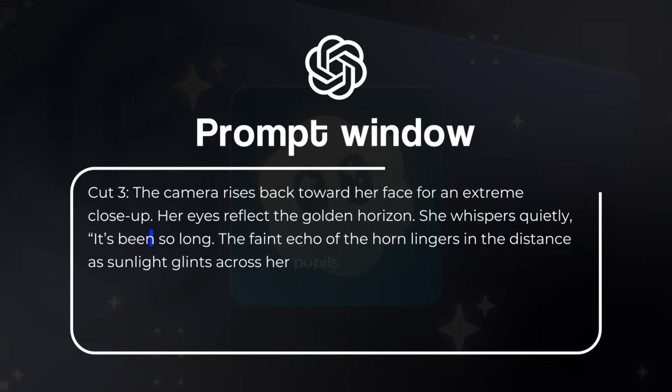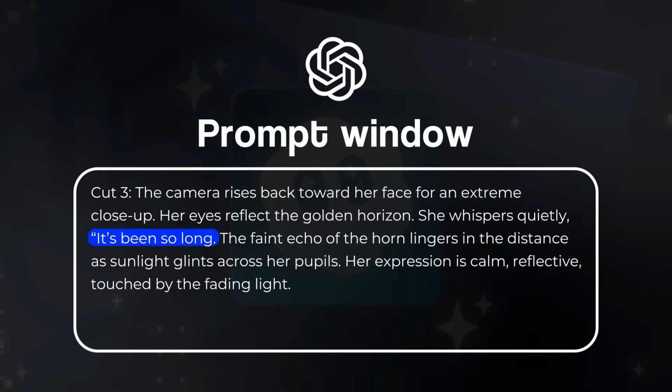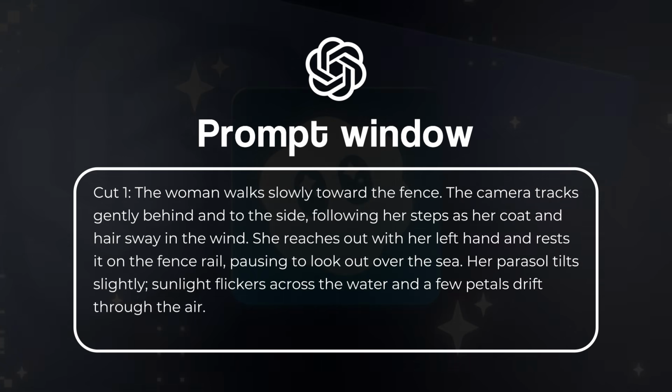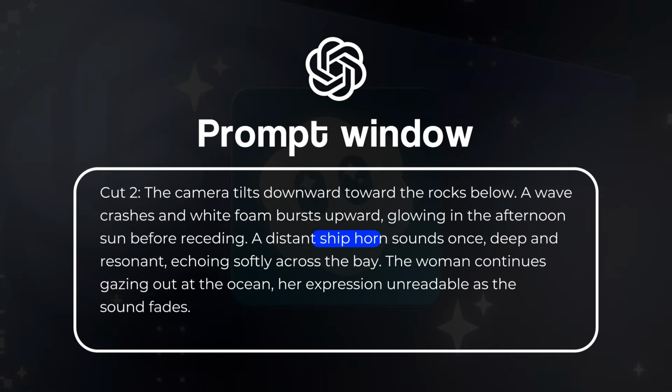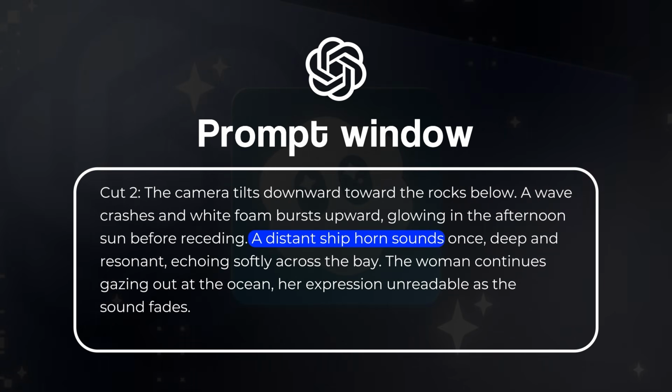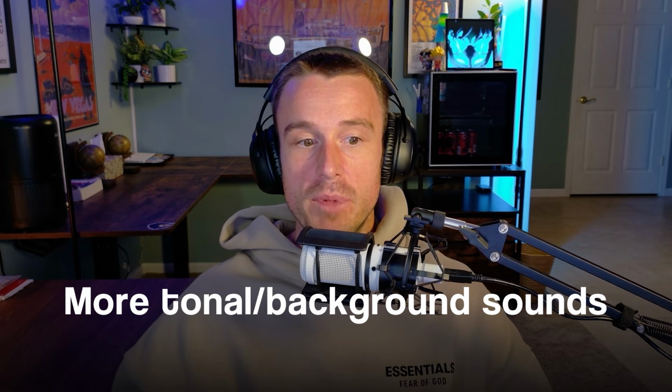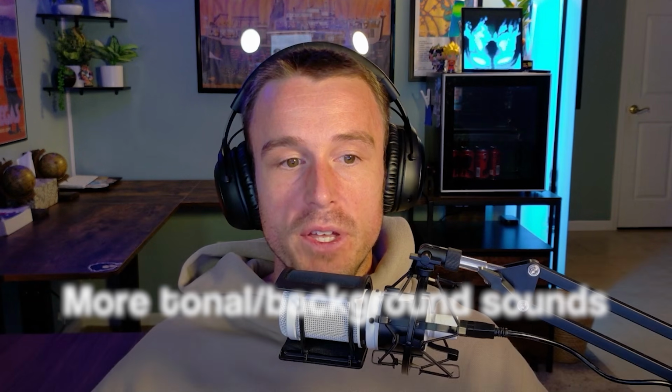So if I want her to say something such as, "It's been so long," I'm going to put that in cut 3 of this prompt. So she says this towards the end. If I wanted her to say this in cut 1, I would put it in cut 1. It would be more towards the beginning. Now I ask here for a ship horn, and this ship horn I am putting in cut 2, but I'm also referencing this again in the lighting and tone. My GPT, which I'll show you at the end, knows how to do all of this automatically. Just know that specific dialogue needs to be mentioned within the cut. More tonal sounds or background sounds can be mentioned in the lighting and tone section. So let's put all of this into Sora here and see what it comes up with.